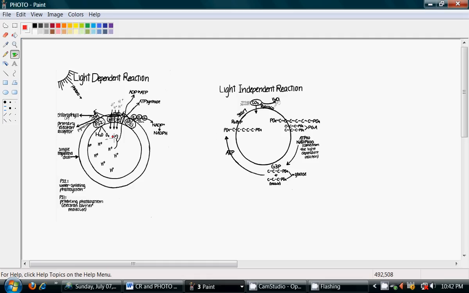Now, a key thing that you may not have put together at this point is that we're going to use this ATP that we made in the light-dependent reactions over here in the light-independent reactions. In addition to that, we're also going to use this NADPH molecule, this electron carrier molecule, to help us rearrange molecules in the light-independent reactions. Okay? So the light-independent reactions, the dark reactions, the Calvin cycle, the synthesis reactions, all the same thing.